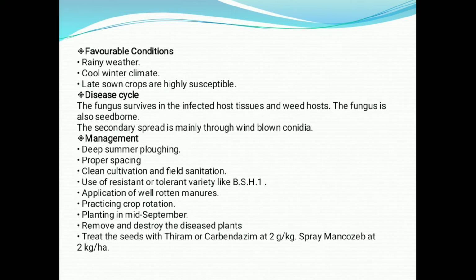Management: deep summer ploughing, proper spacing, clean cultivation, and field sanitation. Use of resistant and tolerant varieties like BSH1, application of well-rotten manures, practicing crop rotation, and planting in mid-September. Remove and destroy the diseased plants. Treat the seed with thiram or carbendazim at the rate of 2 to 3 gram per kg of seed. Spray mancozeb at the rate of 2 kg per hectare.